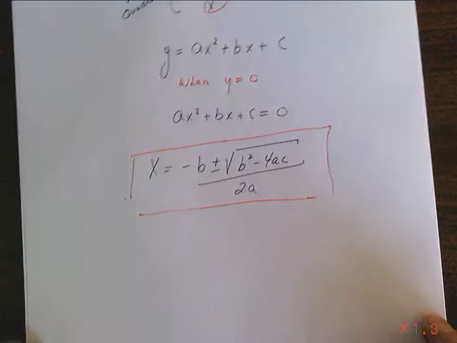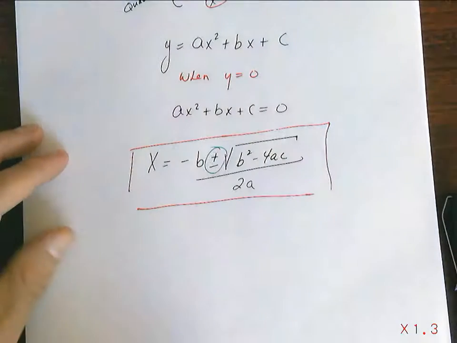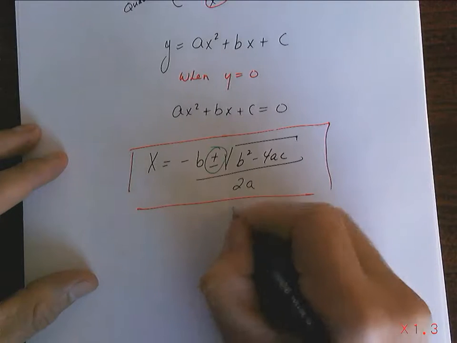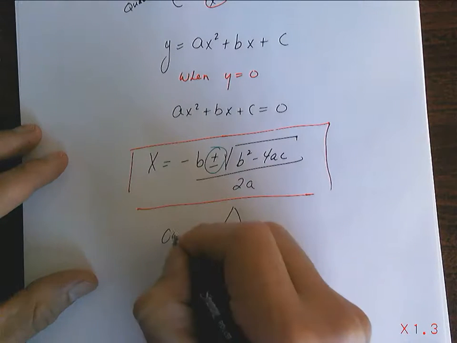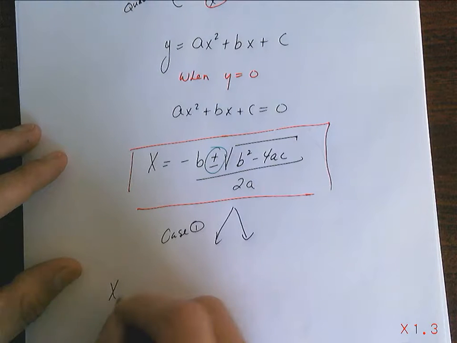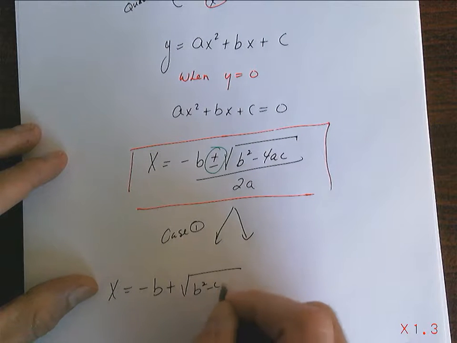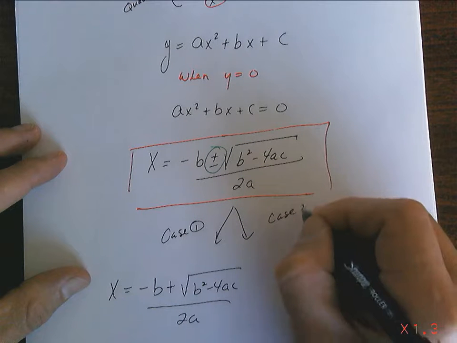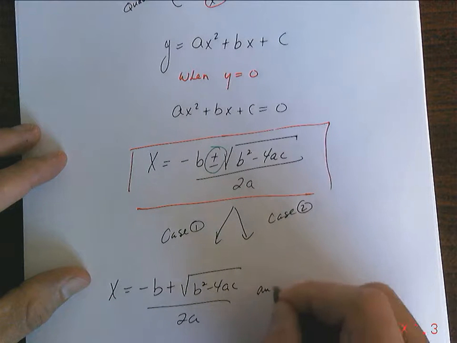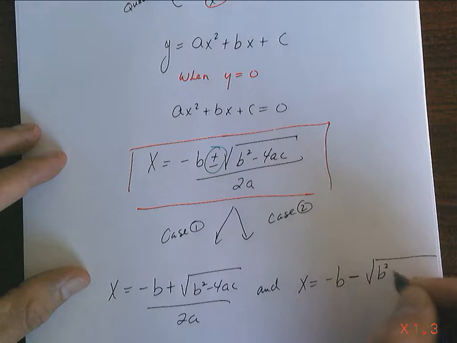All right, so let's talk for a minute about what this thing is. That is a plus or minus, and what that means is that this formula actually represents two cases. There's case 1, and that's where it's going to be x equals minus b plus square root of b squared minus 4ac over top of 2a. And then there's case 2, and that's where you're going to get x equals minus b minus square root of b squared minus 4ac over top of 2a.